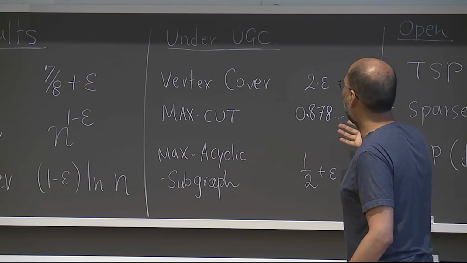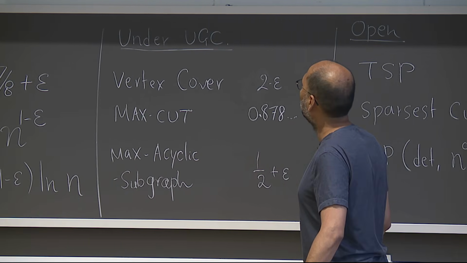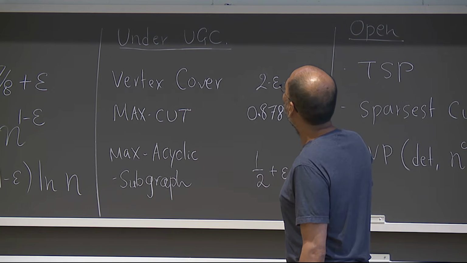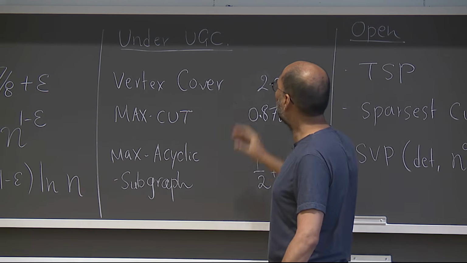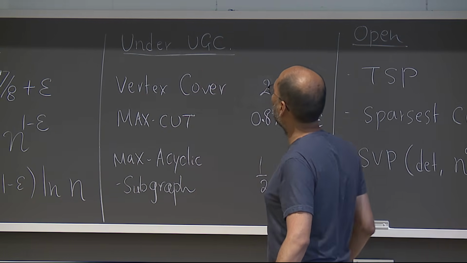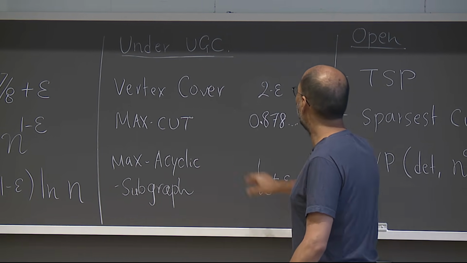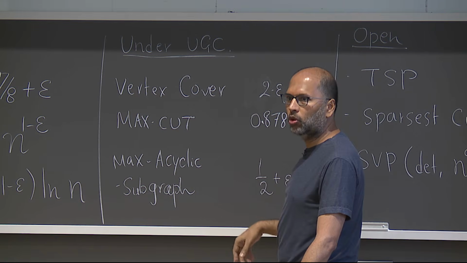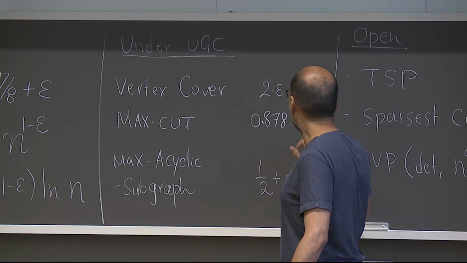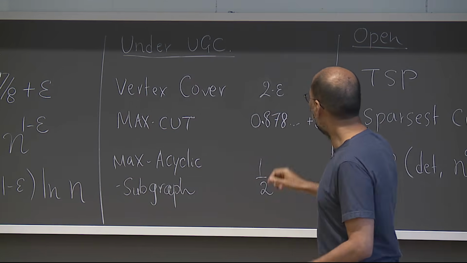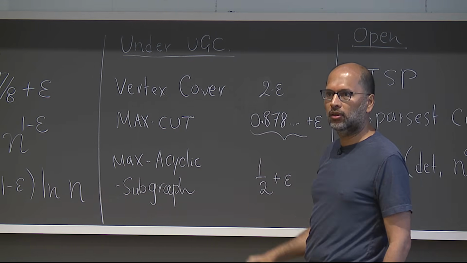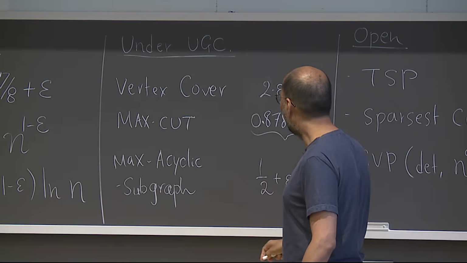There are more prominent problems for which we actually don't have these bona fide NP hardness results, but we can do things under conjectures such as the unique games conjecture. For example, we could do optimal 2 minus epsilon for vertex cover, optimal 0.878 plus epsilon for max cut, this being the ratio obtained by the Goemans-Williamson max cut algorithm.